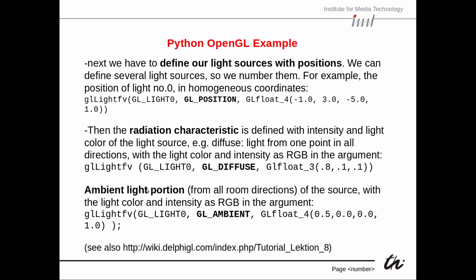Then we also can define an ambient light portion, which means light that comes from all room directions. So not directly from our light source, but we assume it's reflected from all directions. And here we can define a different light color and intensity. So here you can see it. This could happen, for instance, if the walls have a certain color, then they change the light color. You can see it again, RGB. So here the reflected light is reddish. So some red, but no green and no blue.